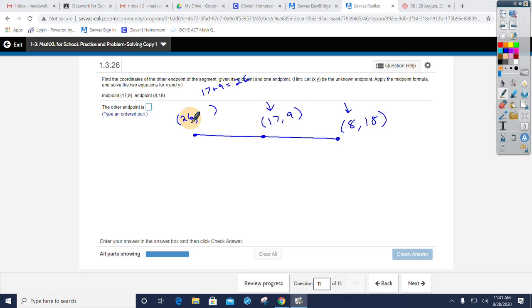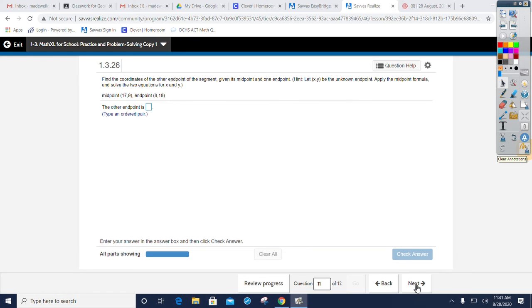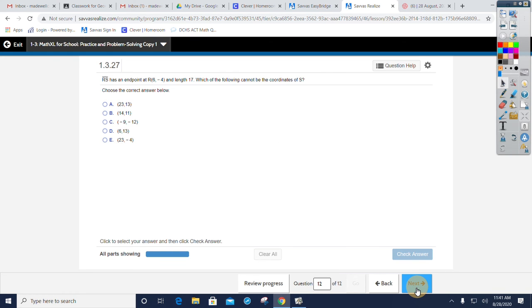Okay, now let's take a look at the y values. It's going from 9 to 18, which means it's going up 9. So you need to go the opposite direction, down 9, so this would be 0. 9 minus 9 is 0. And so that would be your answer right there. Again, that is a simple way. There's a weird formula you can use, or you can just do it that way.